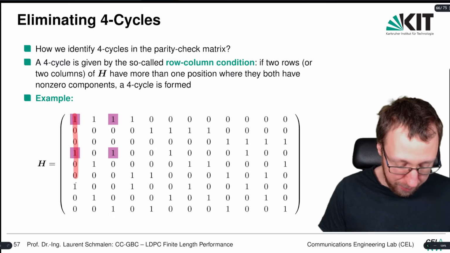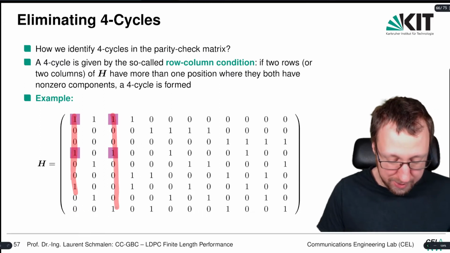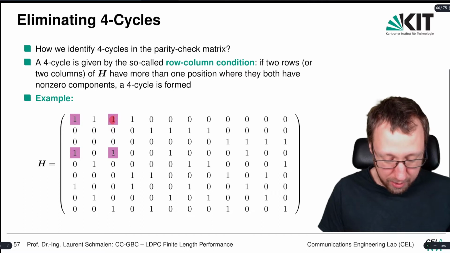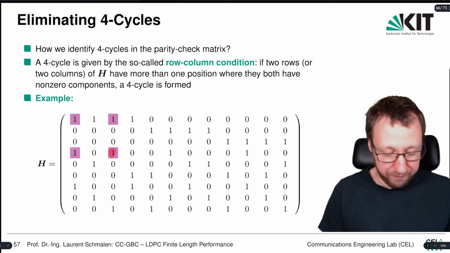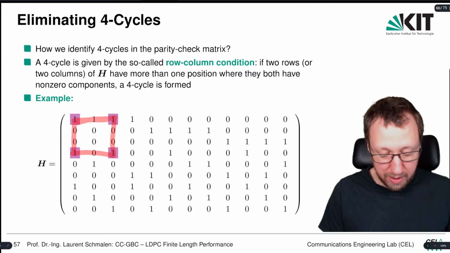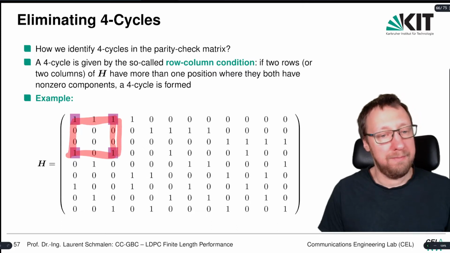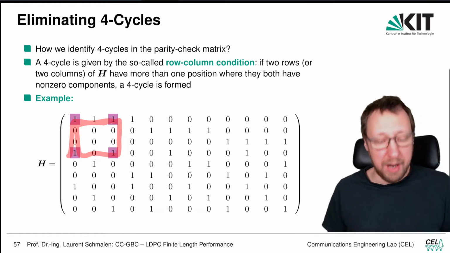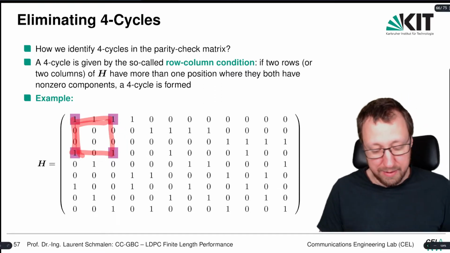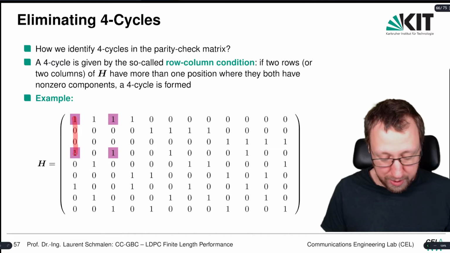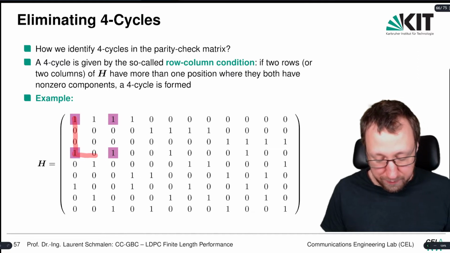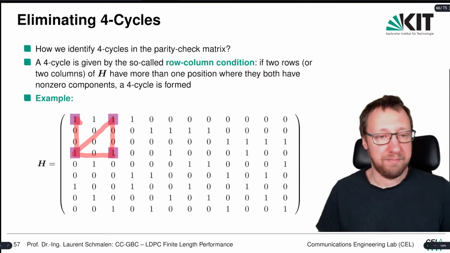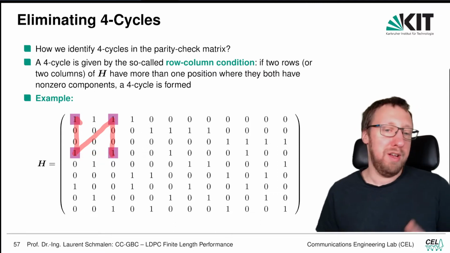So for instance, here we have these two columns. They have two ones in row 1 and row 4. So this actually forms a fourth cycle. And we can group those together. If we plot the graph, this will be a fourth cycle. So from this variable node to this check node, then we go to this variable node, this variable node going back to this check node, and so on. So this is an example of a fourth cycle.